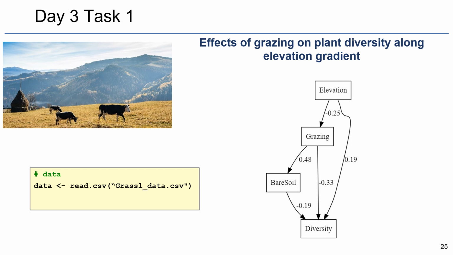And now it is time for your task. You know the project already, we used it to do our first exercises, and it is on the effect of grazing on plant diversity along an elevation gradient. And the data are on Blackboard named grassland data CSV file. And here you can see the conceptual model which we produced in our first exercises, and the path coefficients here are standardized. So for your exercises on this task, please use all the standardized coefficients.